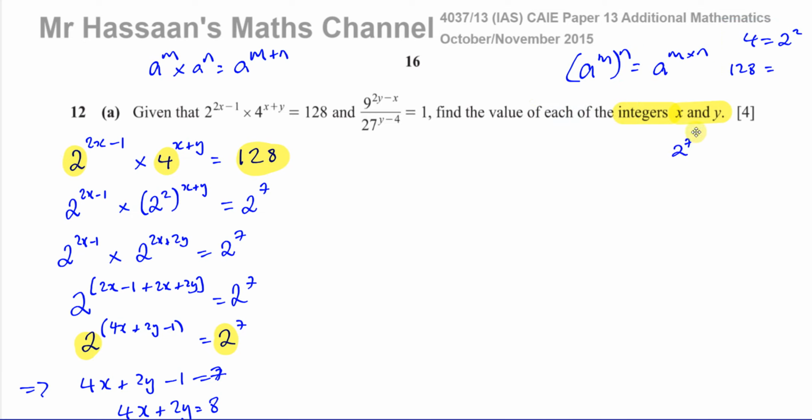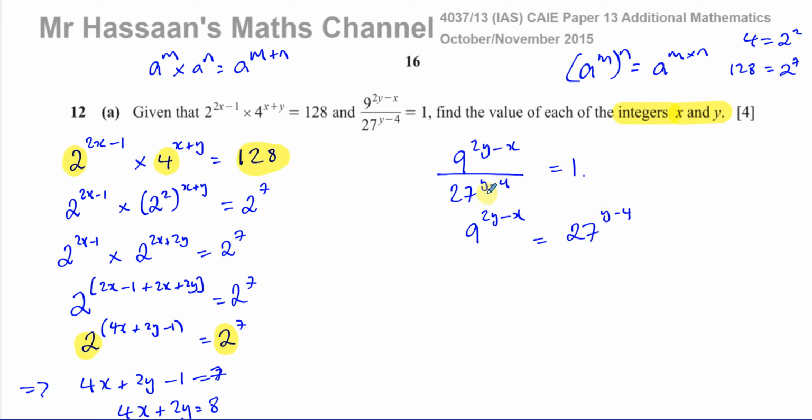All right, so now what I'm going to do is a very similar thing for this part here. I have 9 to the power of 2y minus x over 27 to the power of y minus 4 equals 1. What I can do first is make it a bit simpler to deal with. So 9 to the power of 2y minus x equals 27 to the power of y minus 4, just multiplying both sides by 27 to get rid of the fraction.